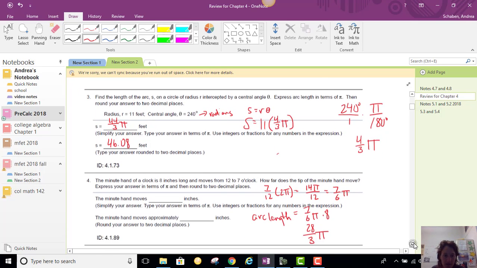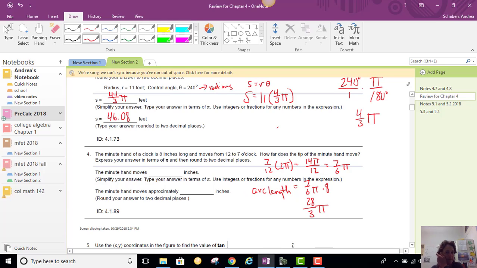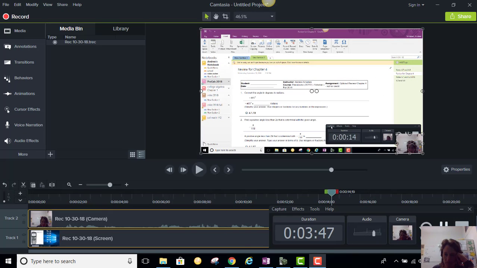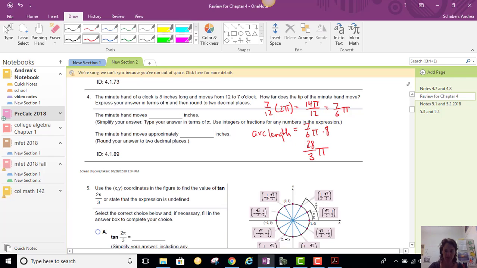Okay, you can see we did that one in class. So 7/12 of the clock times 2 pi is 7/6 pi. Your arc length then is 7/6 pi times 8, or 28/3 pi. So now calculate 28 divided by 3 times pi, and that is 29.32 inches.